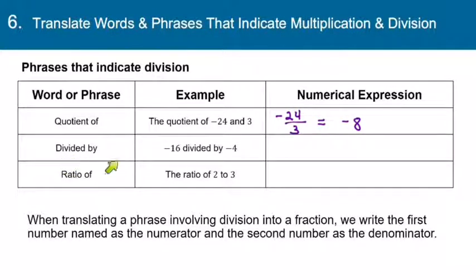And when we say divided by, we have negative 16 divided by negative 4. Of course, that would be negative 16 divided by negative 4 to put it in fraction form. We know that negative divided by negative is positive, and we know that 16 divided by 4 is 4. And the ratio of 2 to 3 would just be written as 2 over 3.